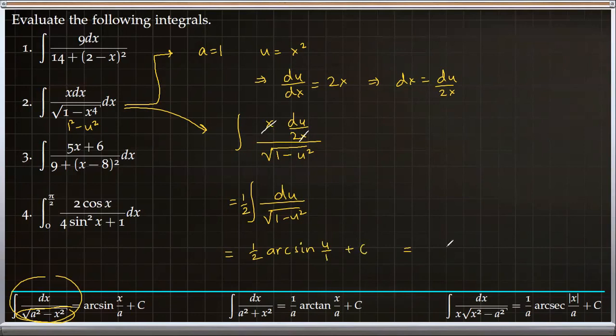So finally, I can put the expression for u back in terms of x. So arc sine u is x squared, so simply x squared plus constant. This is the second integral. Let's look at the third one.